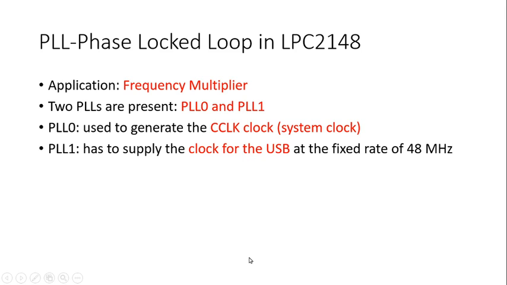There are two PLLs present in LPC2148. One is PLL0 and the second is PLL1. PLL0 is used to generate the CCLK clock, that is the system clock. So you will always come across this term CCLK in the further discussion. PLL1 is actually supplying the clock for the USB and it has a fixed frequency of 48 megahertz. The USB clock is 48 megahertz for LPC2148.